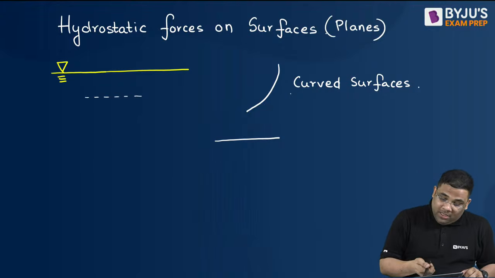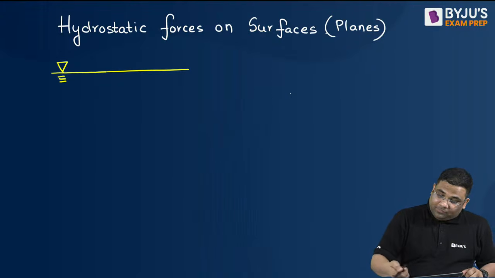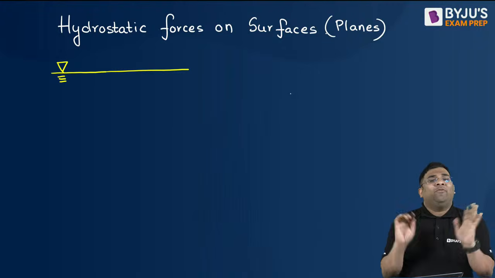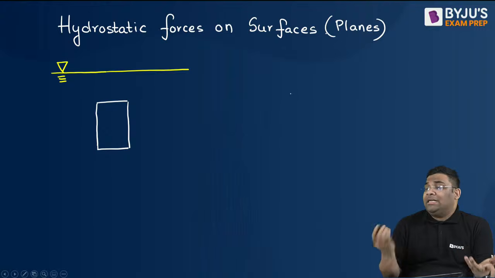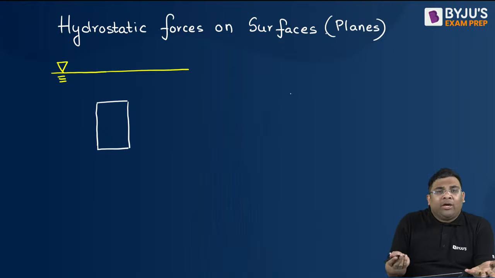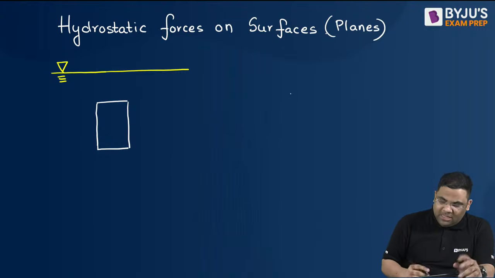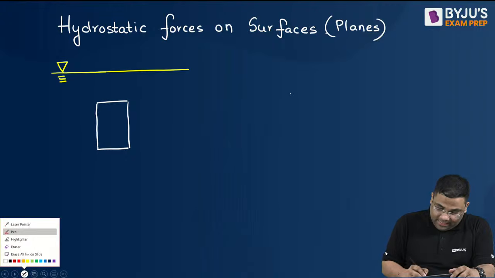Suppose we have a vertical plane. Suppose it's a rectangle. It can be a square also, it can be a circle also, it can be a triangle also. It can be any shape, but suppose I'm taking a rectangle.